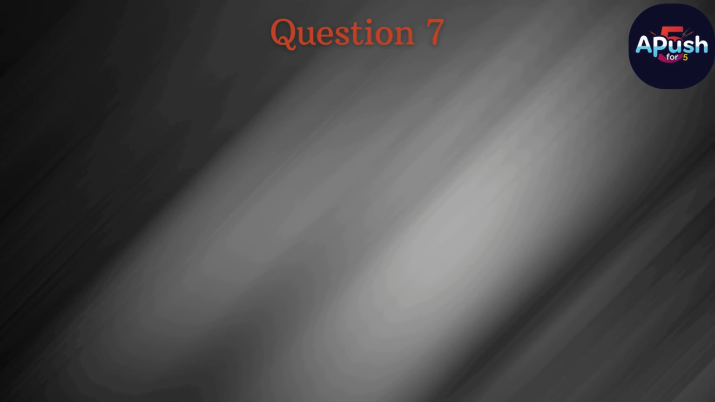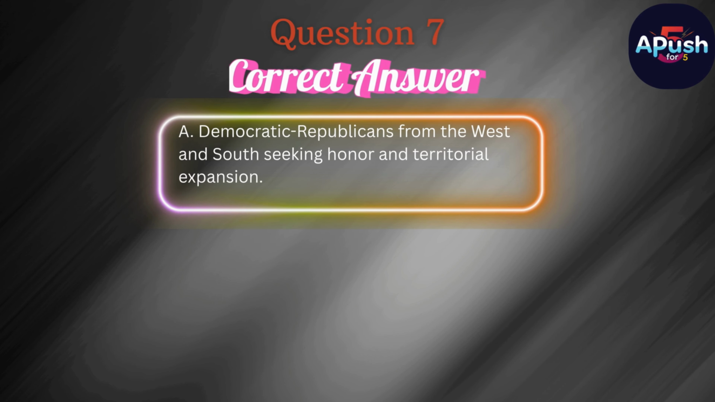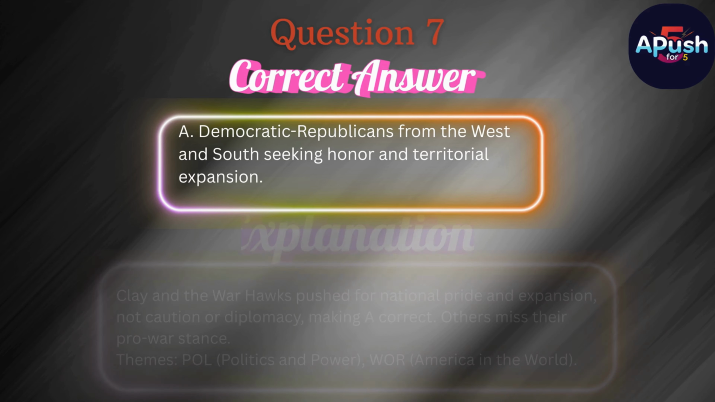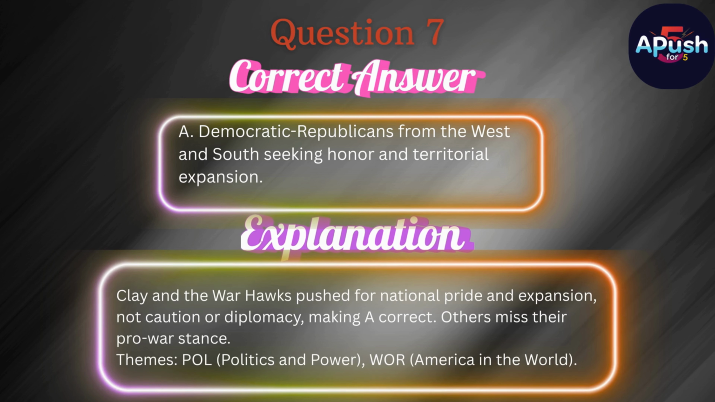The correct answer is A. Democratic Republicans from the West and South seeking honor and territorial expansion. Clay and the War Hawks pushed for national pride and expansion, not caution or diplomacy, making A correct. Others missed their pro-war stance.